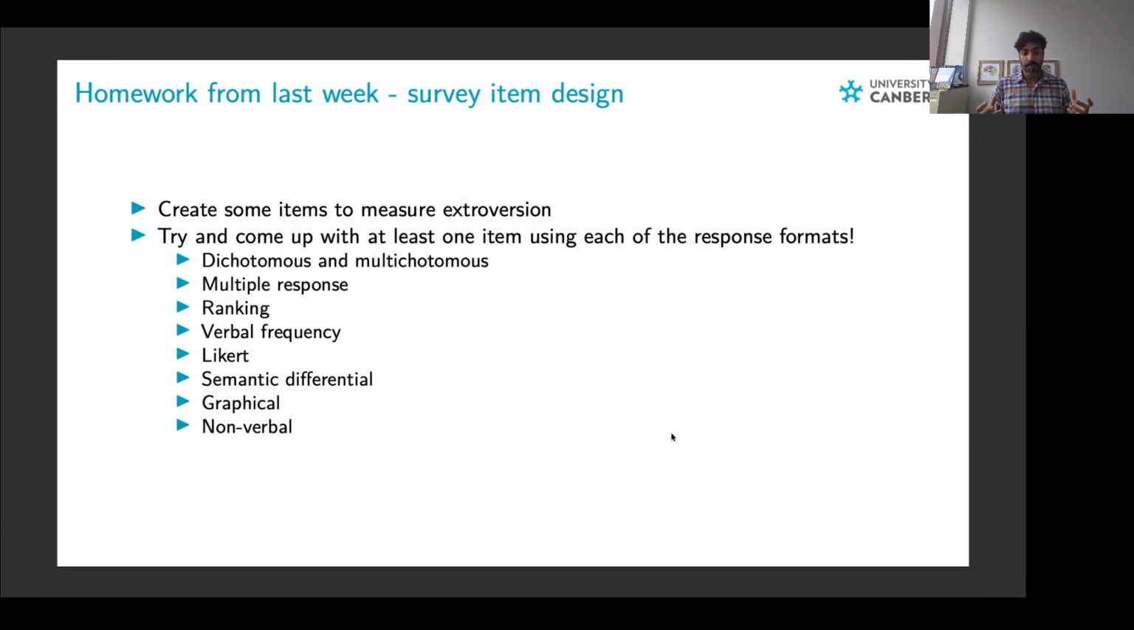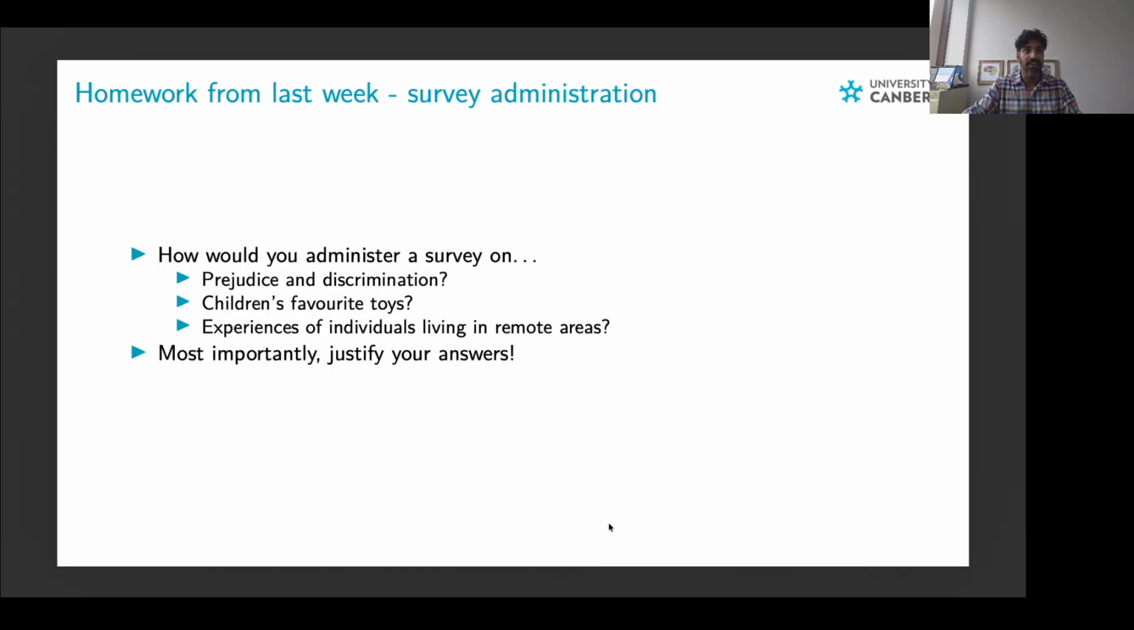Graphical could be something as simple as having introverted and extroverted on a line, on a continuum, and someone places an X where they fit on that line. And then nonverbal is where you have some images of, say, someone who is engaging in introverted or extroverted activities, and the person responds as to which of those images aligns with their personality. So that is each of the different survey items and their design.